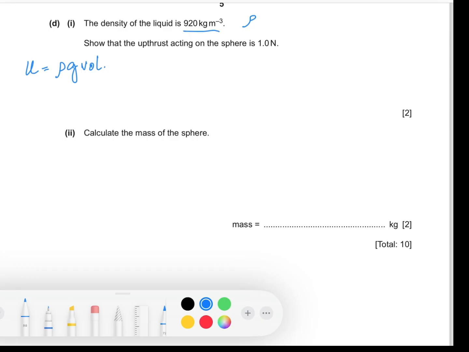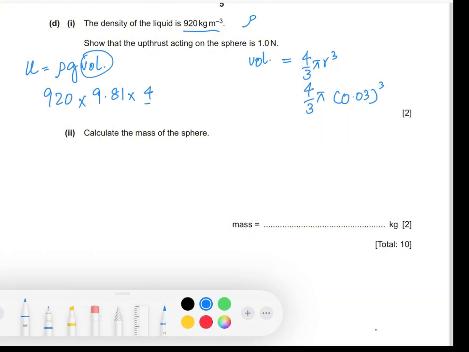In this case, we are supposed to find the upthrust. The density here is 920 multiplied by 9.81 multiplied by the volume of the object which is falling. In this case, that's the sphere. So the volume of sphere is 4/3 pi r cube. So that will be 4/3 pi, the radius is 0.03 meter cube. And this will lead you to 1 Newton of upthrust force.